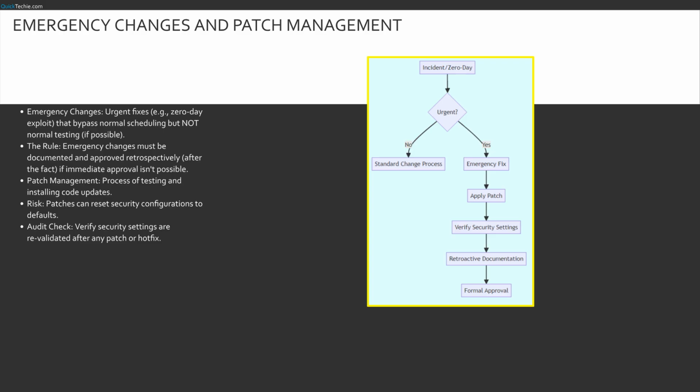This flowchart manages the emergency path. Starting with an incident, we ask, is it urgent? If yes, we branch to emergency fix. We apply the patch. Crucially, look at the next step. Verify security settings. You cannot skip this. Then we move to retroactive documentation. And finally, formal approval. The process isn't over when the fire is out. It's over when the paperwork is signed.